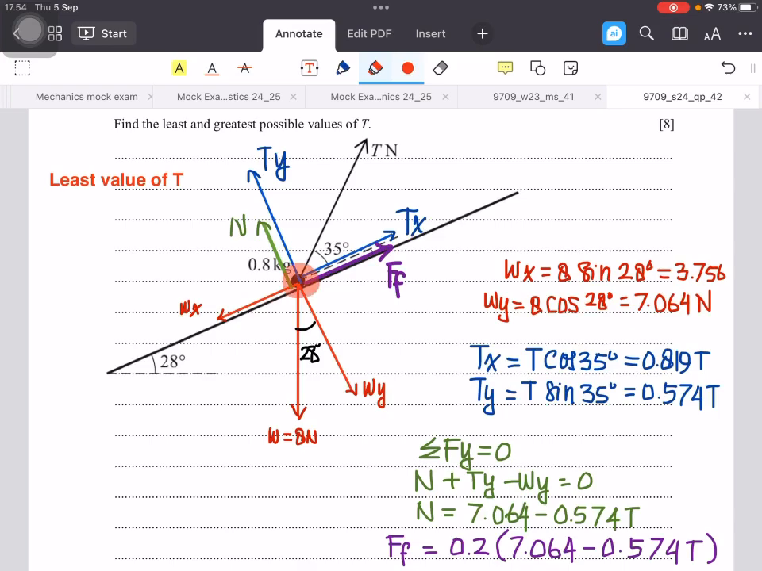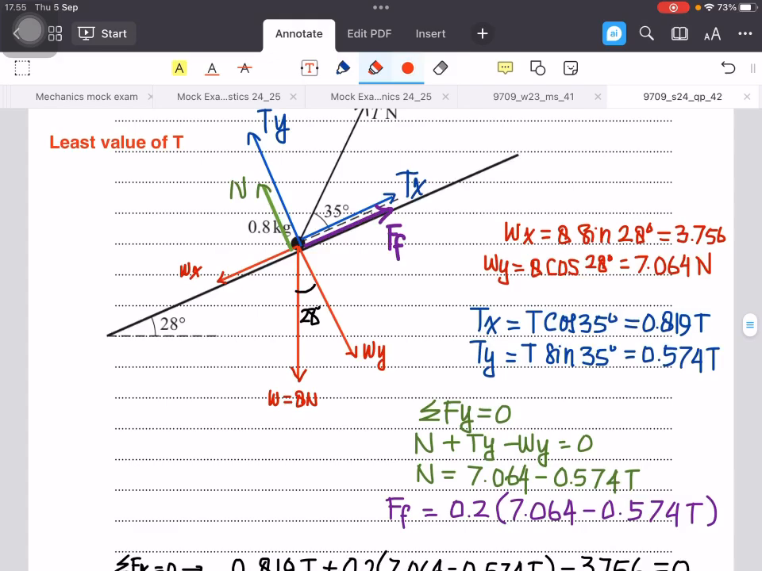The particle is at a point about to move down the plane. So because the particle is about to move down the plane, it means that the friction is up the plane, since friction always opposes the direction of the motion.